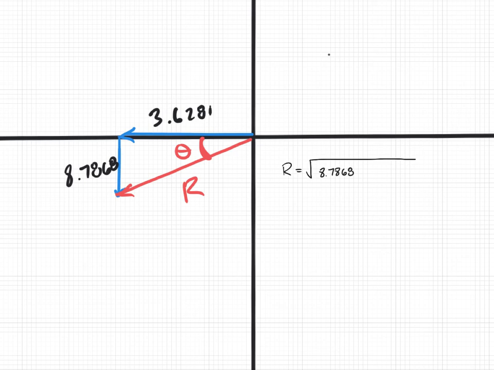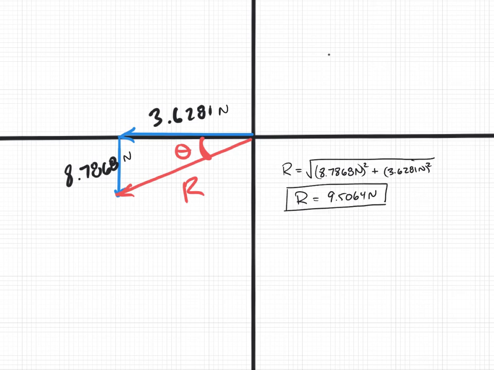8.7868. In this case, these are newtons squared, so this should actually have newtons on it and newtons on it, plus 3.6281 newtons. Okay, noting we're not worried about the fact that these are negative or anything like that because it's all being squared, right? So if we plug that into a calculator, we'll get 9.5064 newtons, which I think you should note that's pretty close to what we had earlier.